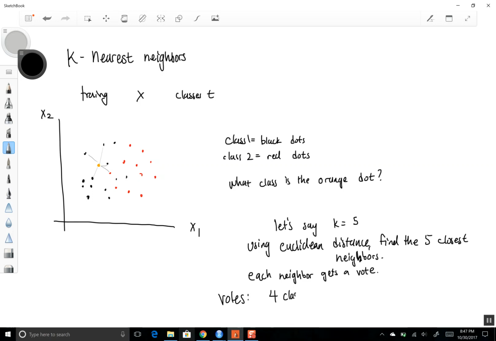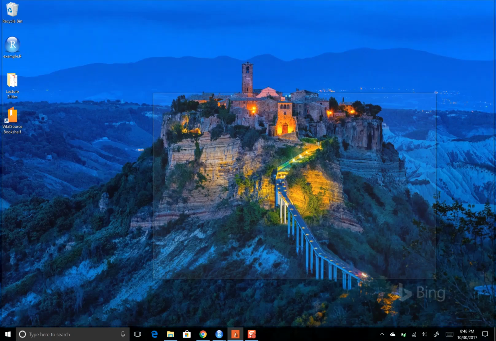The votes end up 4 for class 1 and 1 for class 2, right? Because I've got 4 black dots among our 5 closest neighbors. 4 are black, meaning that's class 1, and 1 is red, meaning that's class 2. So our votes go 4 for class 1, 1 for class 2, and we just go with majority wins. The orange dot will be class 1. And that's it.